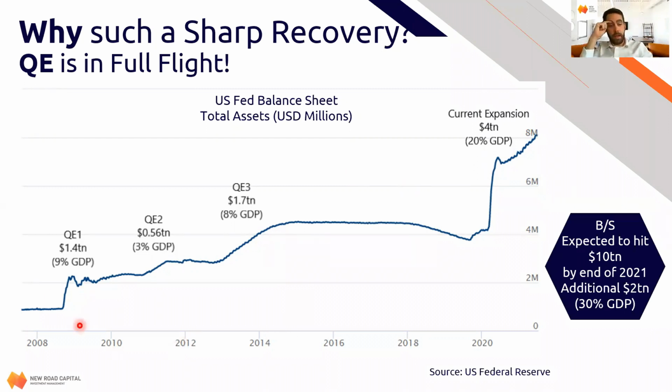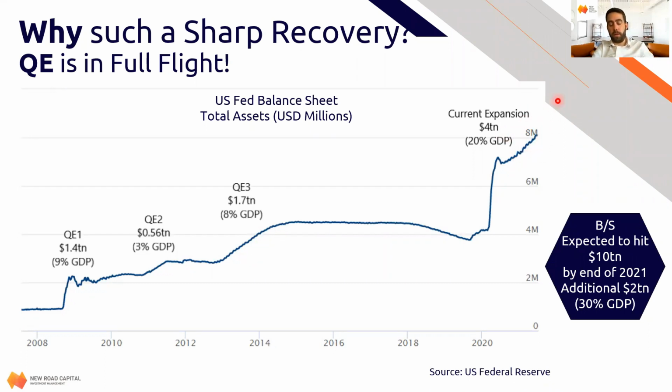Now you can see the three stimulus programs after the GFC, the global financial crisis. You had the first one and then two after that. And then you had a period of, I wouldn't call it austerity, but a period of normalizing QE. And then COVID happened and you had this massive monetary injection. And that is still going on as we speak. So currently the Fed balance sheet is at $8 trillion.